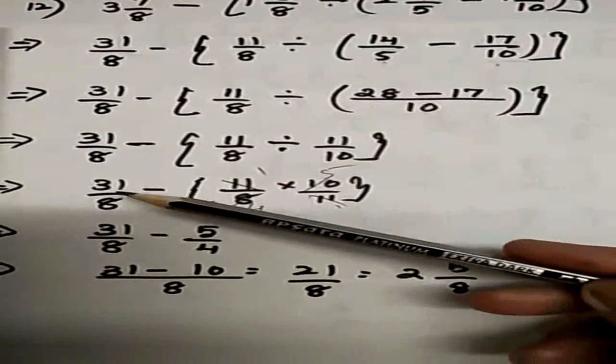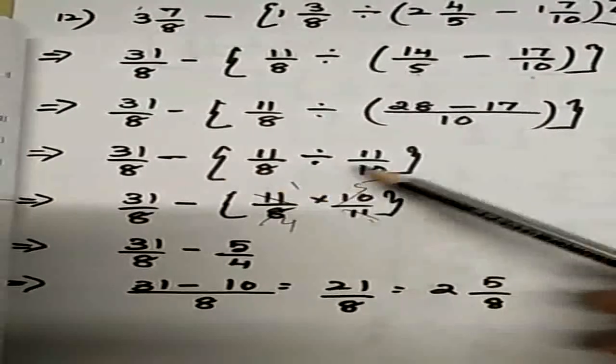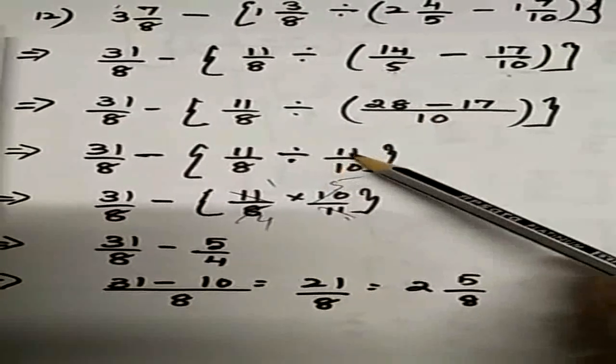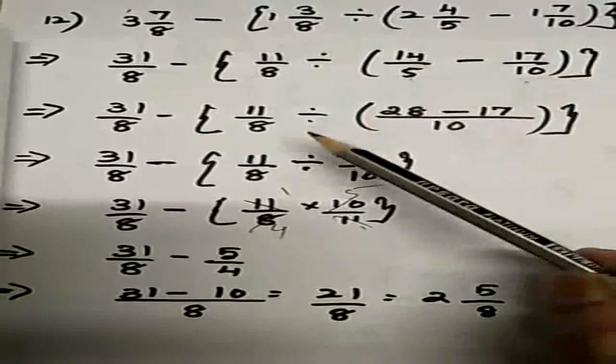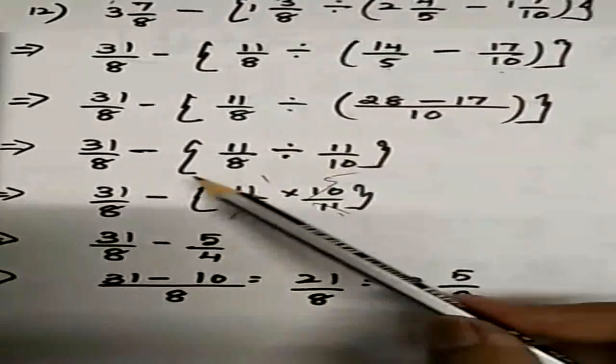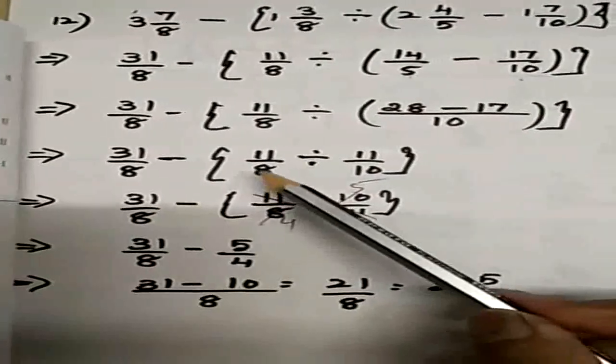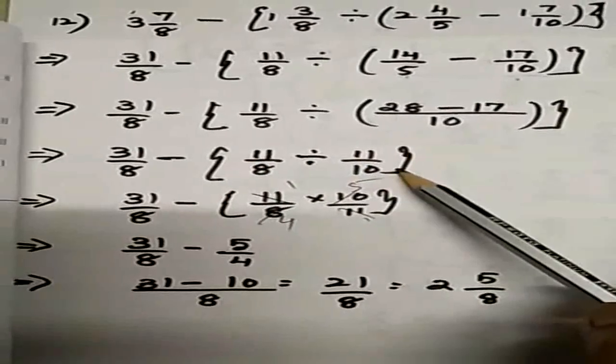Okay, then next step, now you have got the answer of the bracket. Once you get the answer of the bracket, the ordinary bracket gets removed. Okay, now 31 by 8 minus. Now next you have to open the curly bracket.